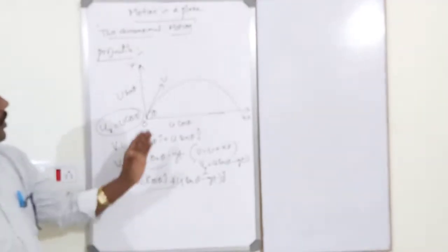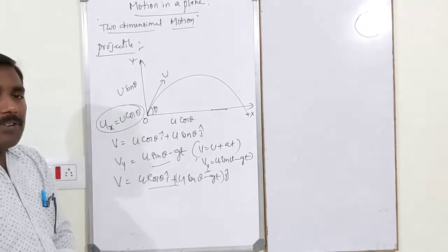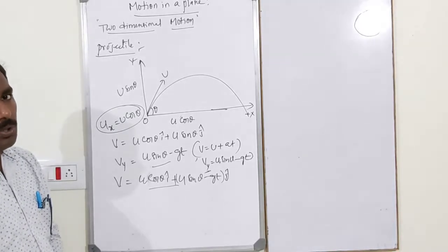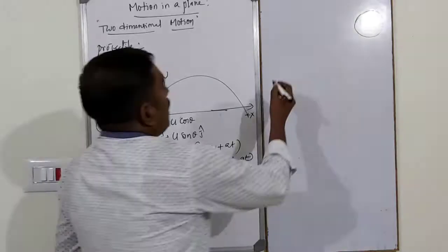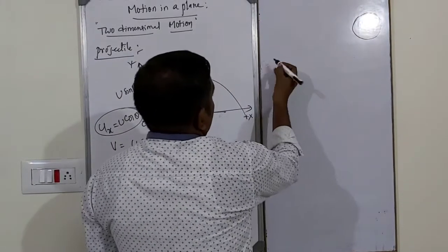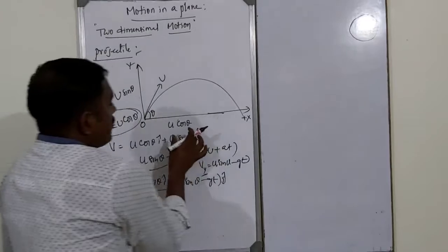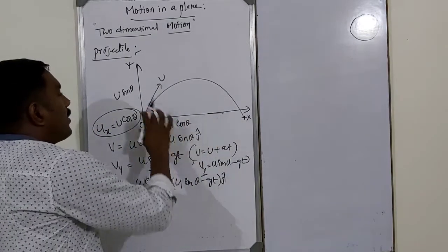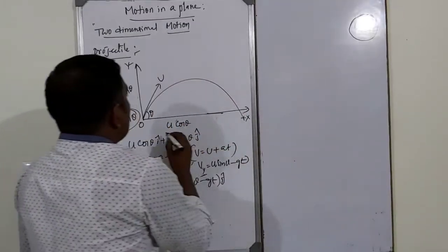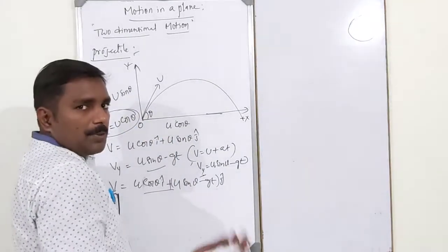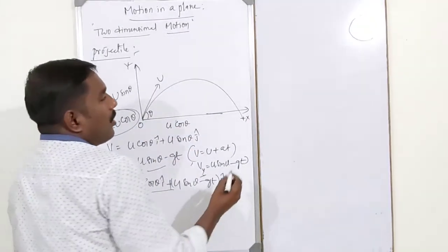Next one: show that the path of a projectile is a parabola. See, already we know the projectile velocity can be resolved into two components. This is the horizontal component and this is the vertical component. The vertical component will change with respect to time, and the horizontal component remains constant.